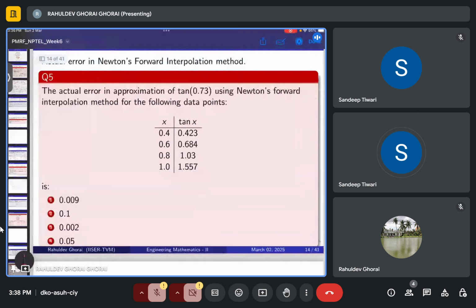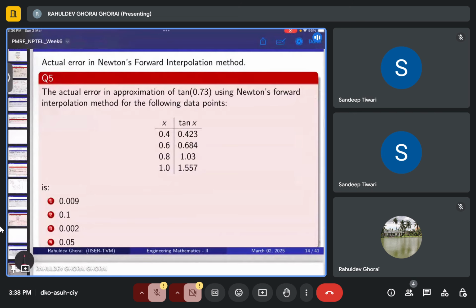Now we will move a little bit, as we have to calculate things. So, Newton's forward interpolation method: find the actual error in the approximation of 0.73 using Newton's forward interpolation method, and the following data are given. You have been given the values at these ten points, but can you find the value at 0.73?